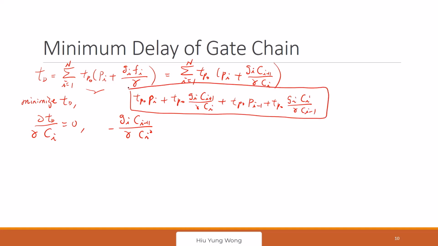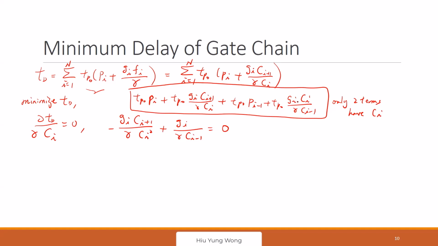Do you see what I mean? If I expand the summation, I have many terms, but only two terms have the Ci. Other terms become 0 when we do the differentiation. Now I'm trying to differentiate this one. The first term gives me negative Gi Ci plus 1 over gamma Ci squared. The second term gives me Gi minus 1 divided by gamma Ci minus 1, which is equal to 0 because I need to set it to 0. Is that okay? Then the gamma is gone, right?